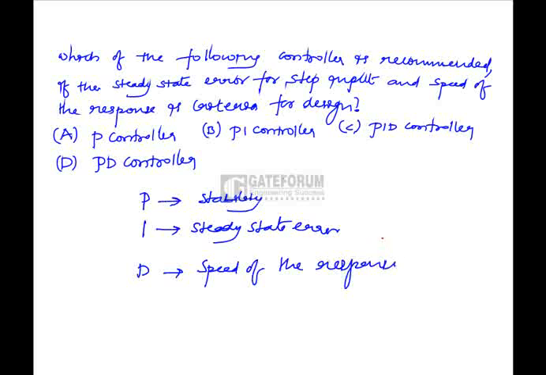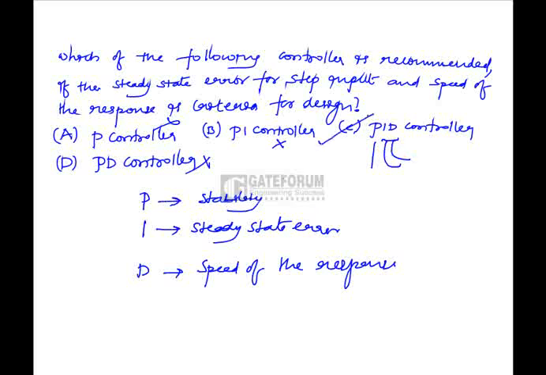Okay, if you see the options, option A is only for stability, option B is for stability and steady state error, option D is for stability and speed of the response. These three options are wrong. If you see option C here, we have a PID controller, that means we have stability. Okay, this is not the criteria which is given in the question. Remaining two are to improve steady state error and speed of response.